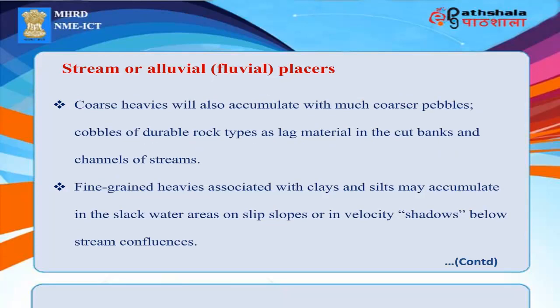Coarse heavies will also accumulate with much coarser pebbles and cobbles of durable rock types as lag materials in the cut banks and channels of streams. Fine-grained heavies associated with clays and silts may accumulate in the slack water areas on slip slopes or in velocity shadows below stream confluences.